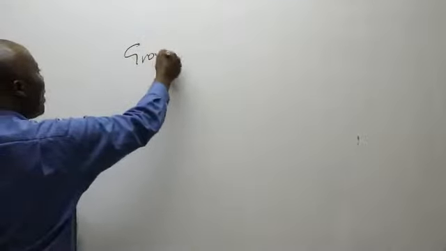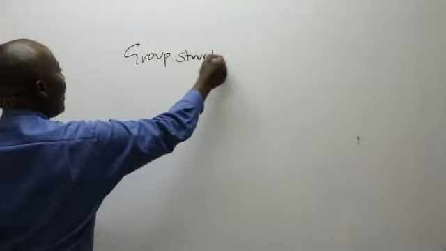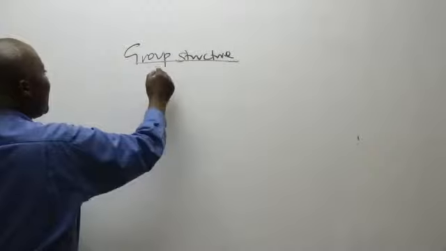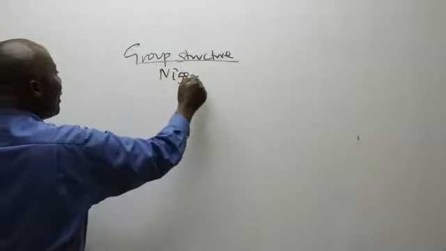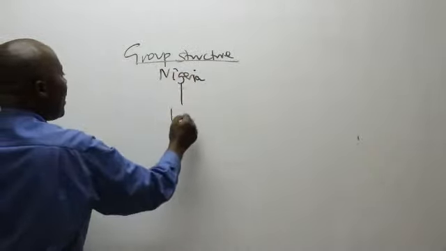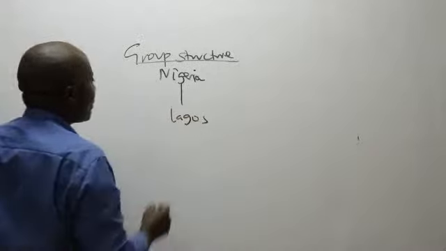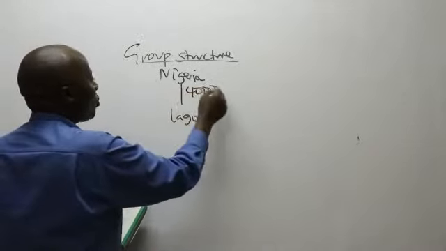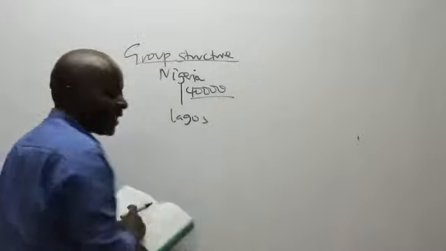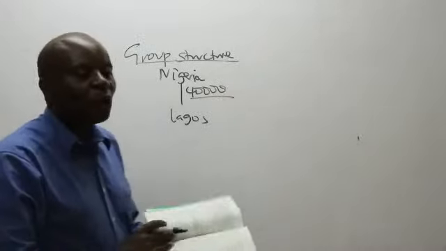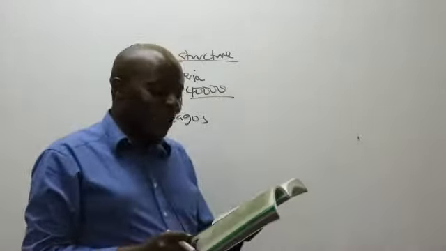So group structure, what do we have here? We have, ladies and gentlemen, a company, in this case called Nigeria, buying a smaller company called Lagos. But remember, they took how many shares of Lagos? 40,000. Out of how many shares does Lagos have?